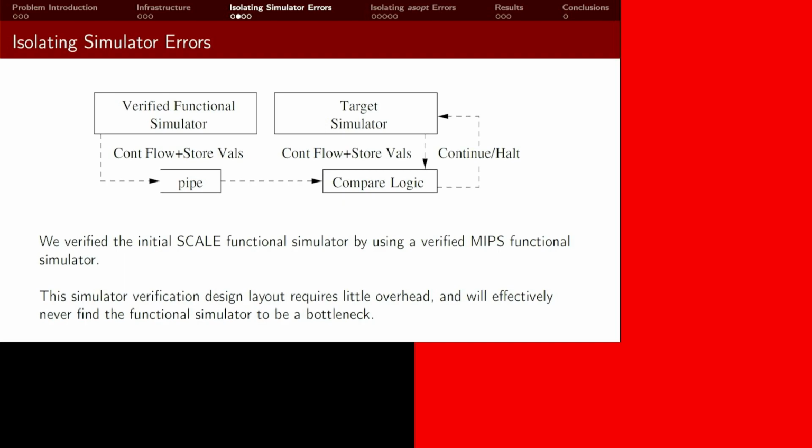And for the target simulator, upon instruction retirement, we'll compare that with the values at the head of the pipe. If these things differ, we know something to be off a little bit earlier on, and if they are the same as we should expect them for correct simulation, we'll continue on. So we verified the initial SCALE functional simulator by using a verified MIPS functional simulator, in which verified MIPS in this diagram is the verified functional simulator and SCALE is our target. This simulator verification design layout requires very little overhead and will effectively never find the functional simulator to be a bottleneck.